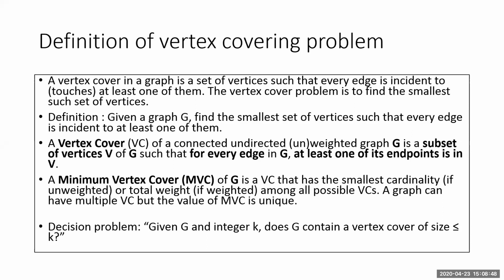If I explain this in the form of an example, you can easily understand it. Now remember that vertex covering is an NP-hard problem, and we are trying to solve this NP-hard problem using an approximation algorithm. I'm going to define this as a decision problem: given G, which represents a graph, and an integer K, where K is the smallest cardinality, does G contain a vertex cover of size less than or equal to K or not?